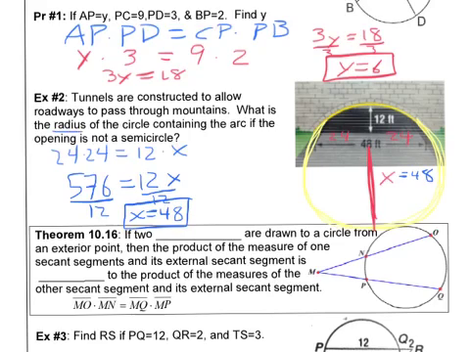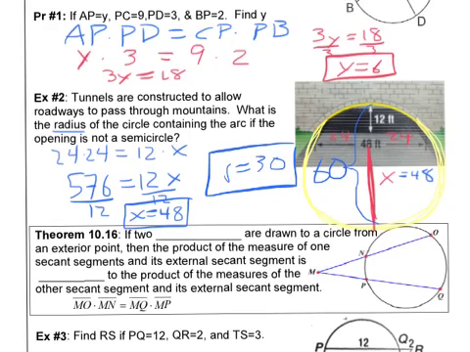It says, what is the radius? Well, all we did is find out this distance. But now we should be able to figure out what the diameter is, because it's going to be 12 plus 48, so it should be 60. And if the diameter is 60, that means the radius is half of that, so the radius is 30. There we go. And that's how you solve a problem like that.